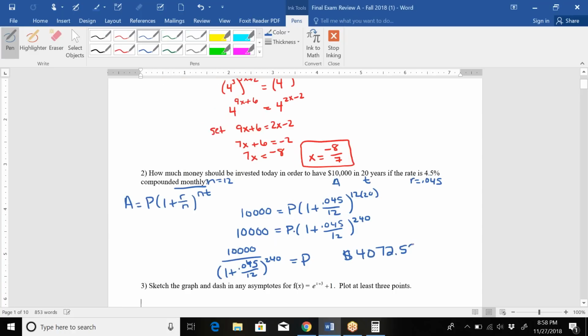4,072 and 55 cents. So that's the amount we needed to deposit on the first day to have the 10,000 in 20 years.